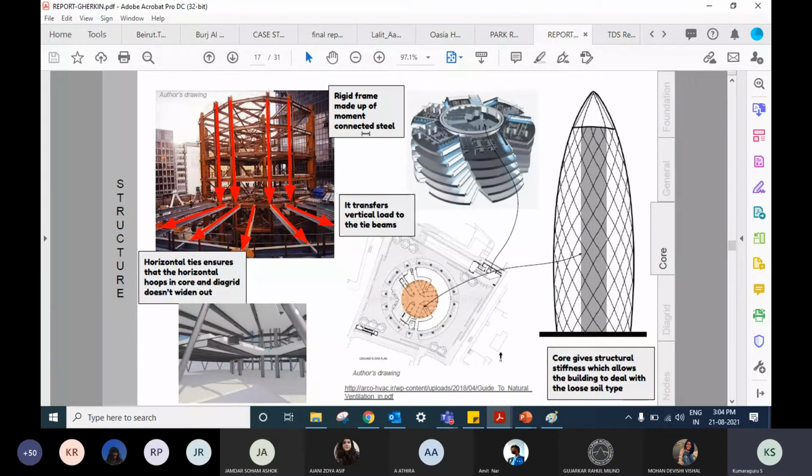Now here, I have a question. The rigid frame is made up of moment connected steel. Okay, all this, the steel beam and steel column, are rigidly connected. They have a fixed connection. Fine. Second thing is it transfers vertical load to tie beams. How is this happening? How is this column's vertical load transferred to the tie beam? Can you please explain?